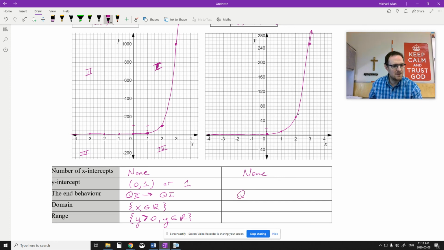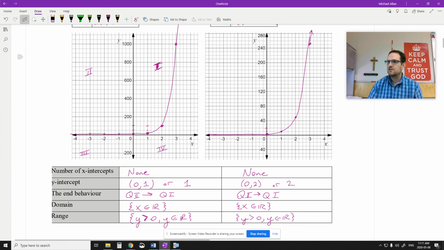They have the same end behaviors. I'm going to talk about the y-intercepts in a bit here. They have the same domain, and they have the same range. So they have a lot in common. And really the only difference between these two graphs is the y-intercept. This y-intercept is just 2, and the other one was 1.